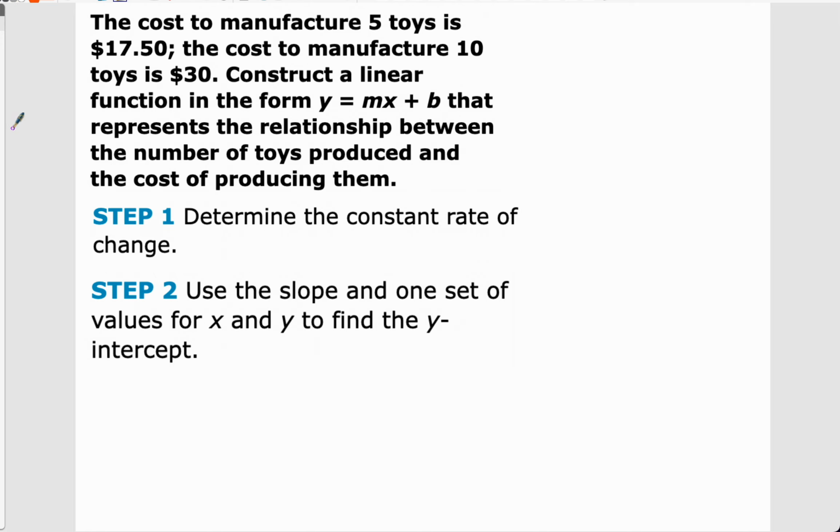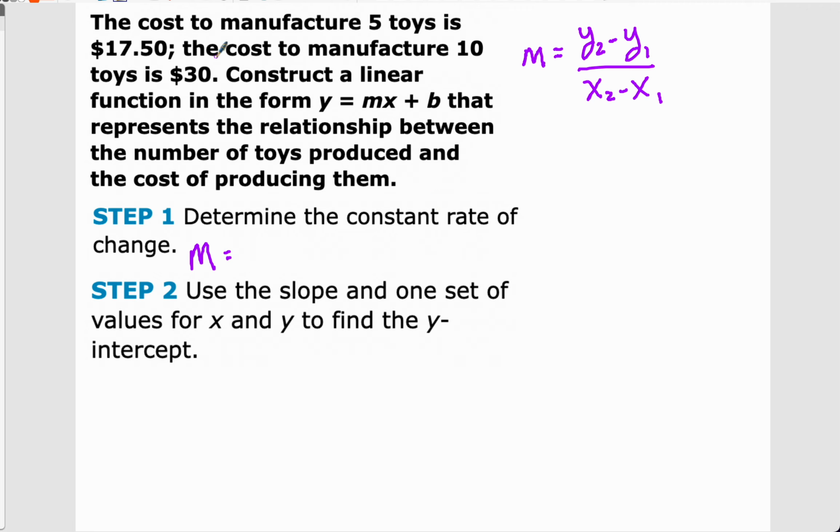The cost to manufacture 5 toys is $17.50. The cost to manufacture 10 toys is $30. Construct a linear function in the form of y equals mx plus b that represents the relationship between the number of toys produced and the cost of producing them. So determine the constant rate of change. In order to find the rate of change, that's also called the slope. And to find the slope, we need to do our little slope formula: y2 minus y1 over x2 minus x1.